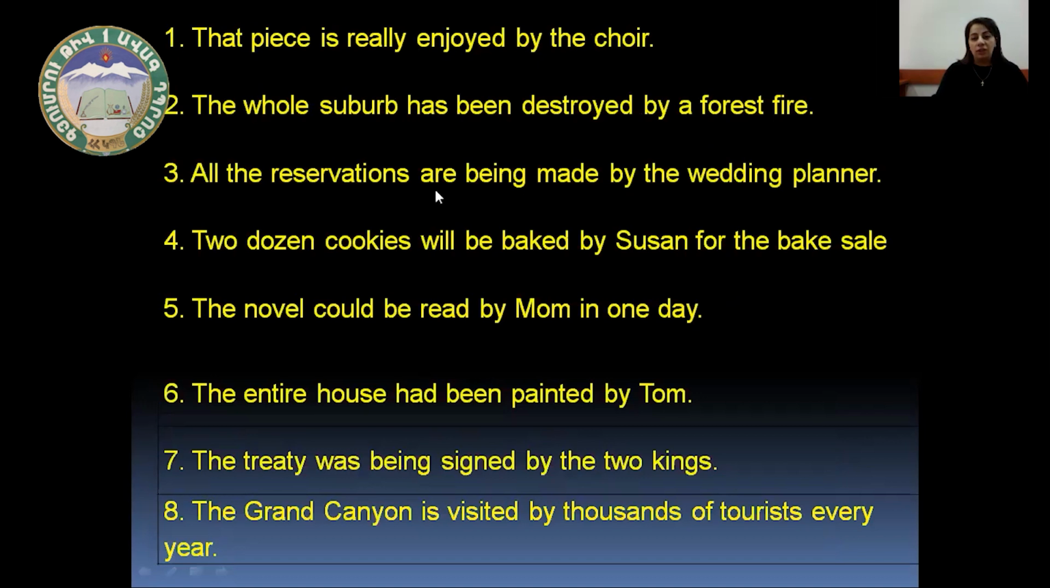All the reservations, this is present continuous tense, are being made by the wedding planner. Two dozen cookies will be baked by Susan for the bake sale. The novel, this is modal, could be read by mom in one day. The entire house, this is past perfect tense, had been painted by Tom. The treaty, this is past continuous, was being signed by the two kings. In the final sentence where we have present simple tense, the Grand Canyon is visited by thousands of tourists every year.